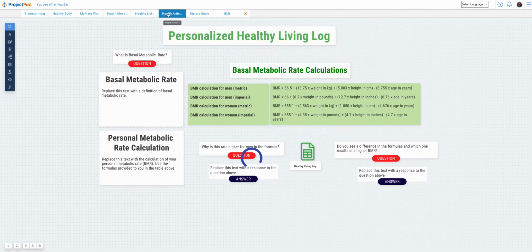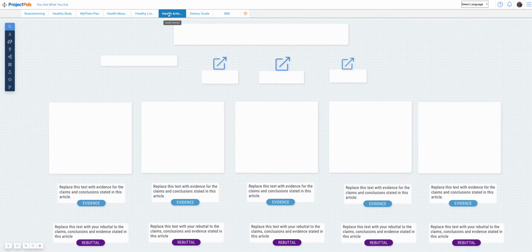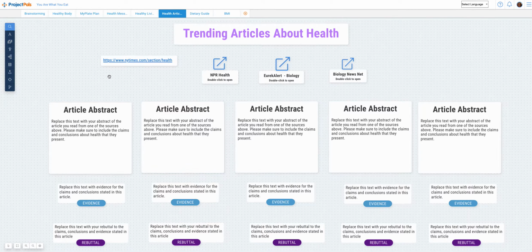In the Health Article tab, you are going to research articles that discuss healthy living. You should pay attention to mentions of how the studies were conducted and whether the conclusions drawn are considered trustworthy. Rank your 5 articles from most trustworthy and scientific to least trustworthy and scientific.